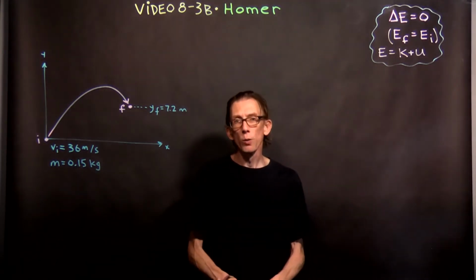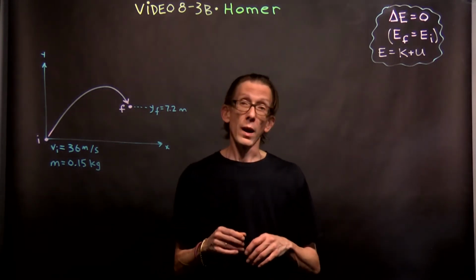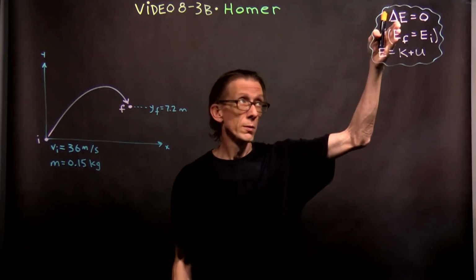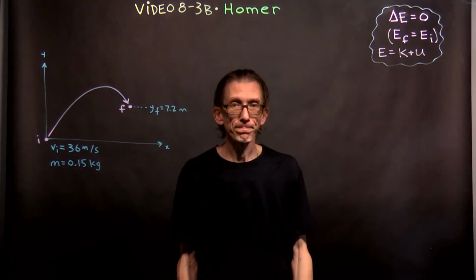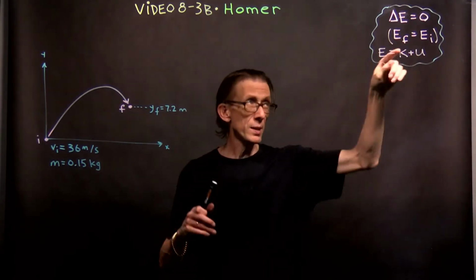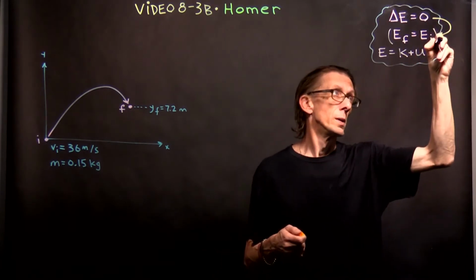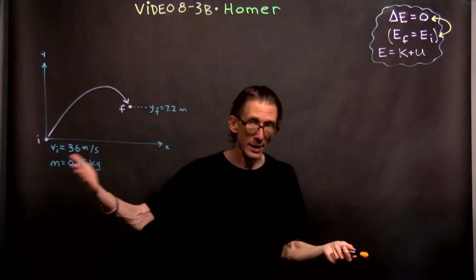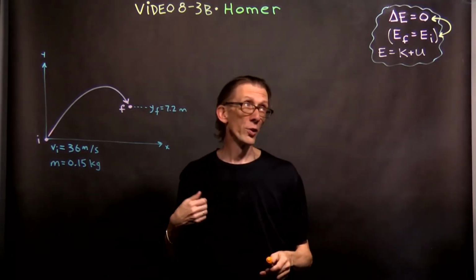The next three videos are going to be examples of applications of the conservation of energy, which is written here at the top as delta E equals 0. But remember, I put EF equals EI in parentheses underneath that because they're really saying the same thing. Delta E means EF minus EI, final minus initial. So those two are really saying the same thing.